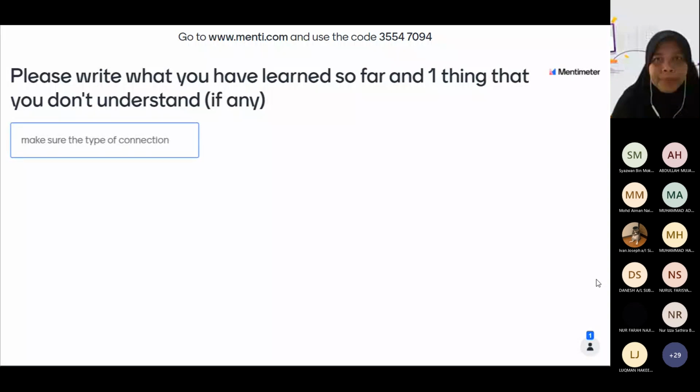Delta OY itu kena make sure betul-betul sebab your phase voltage will be based on that. Tulis je apa yang dah belajar, apa yang faham tulis je. Nanti lagi faham.